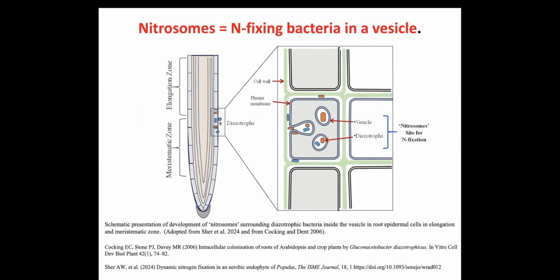And what happens is these microbes are absorbed at the meristem, for example, the root tip. And then behind that root tip, they go into little vesicles called nitrosomes. And a couple of different studies have shown that in those nitrosomes, those bacteria are expressing the NIF, the nitrogen fixation genes, right? They're expressing nitrogenase, and they're fixing nitrogen.